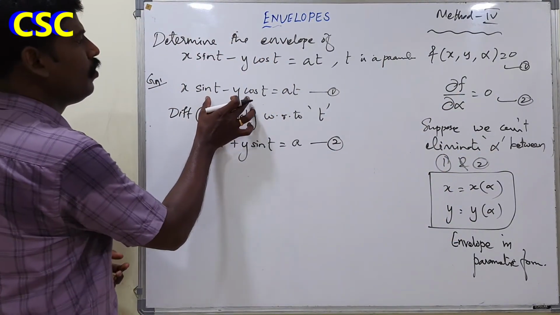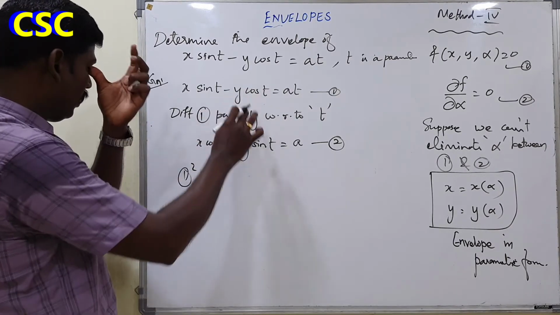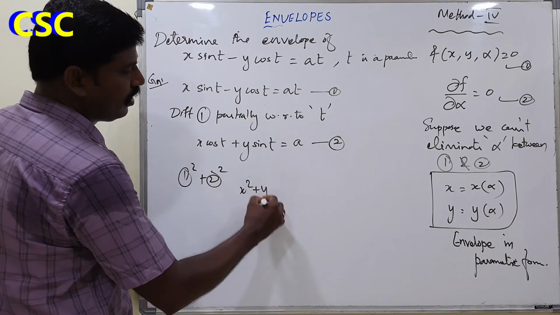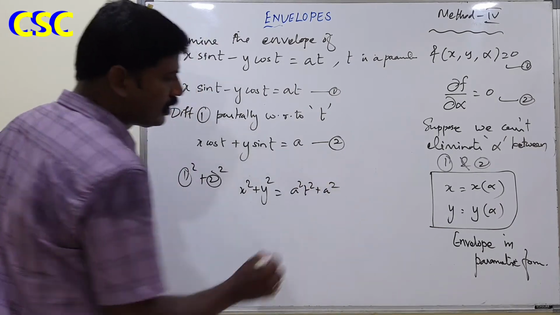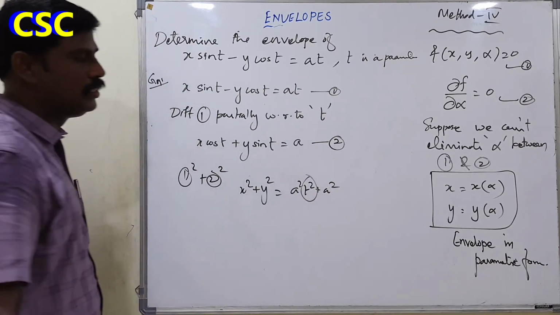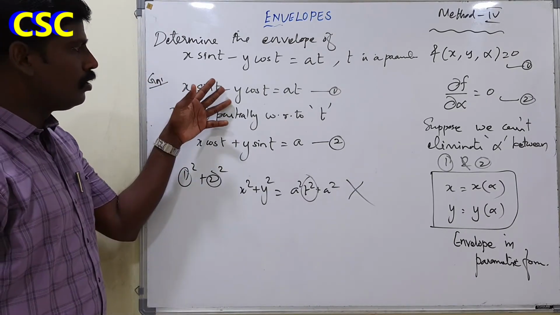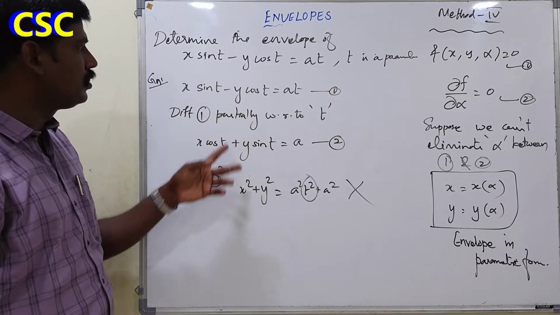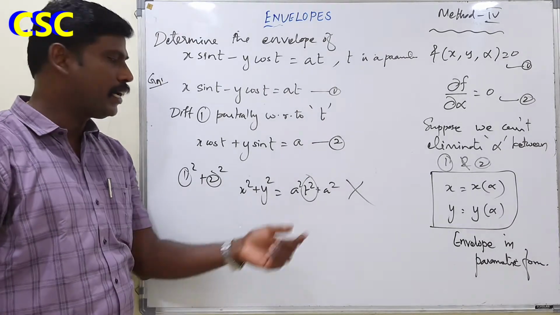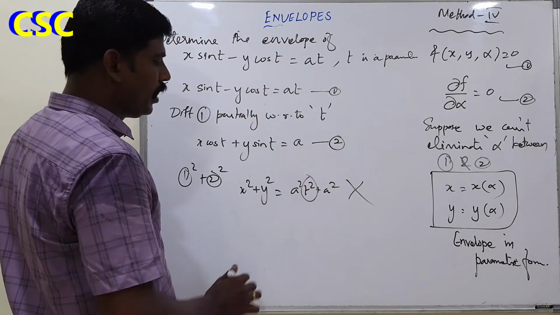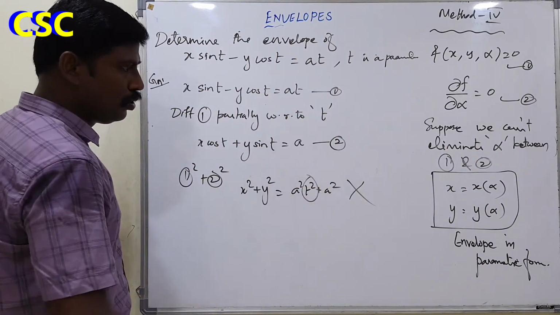Why? If we take 1 squared plus 2 squared, then on the left hand side t will be eliminated, and you will get x squared plus y squared. But what will the right hand side become? a squared t squared plus a squared. Still t cannot be eliminated, isn't it? Suppose you take the sum of squares of these two equations, t will automatically be eliminated from the left hand side, but on the right hand side t cannot be eliminated. So we can't eliminate t between these two.